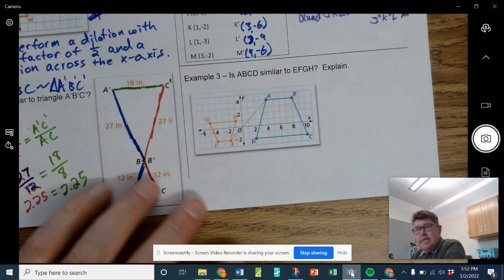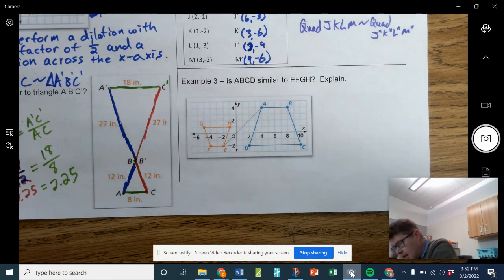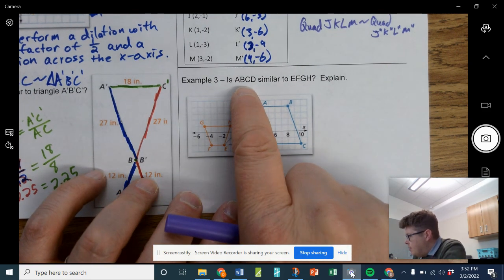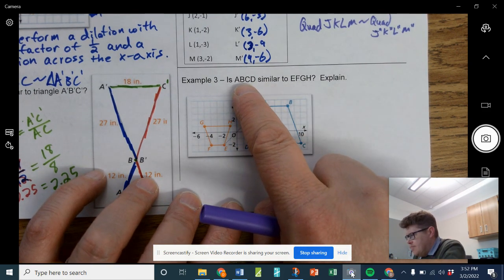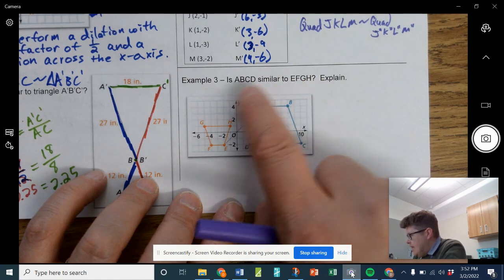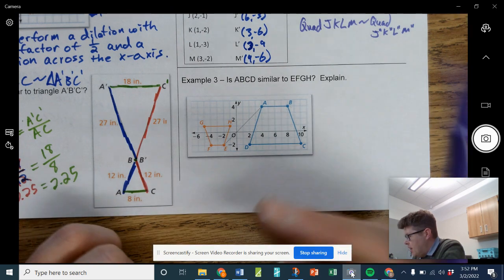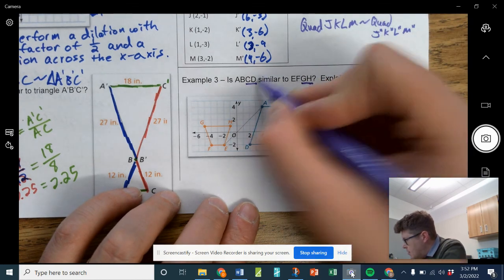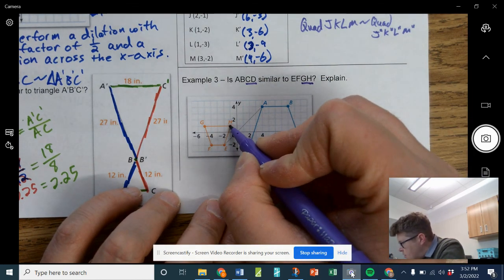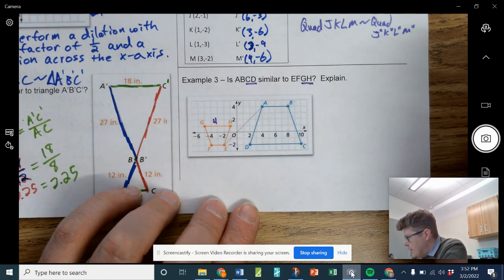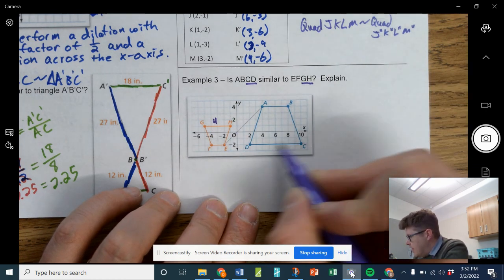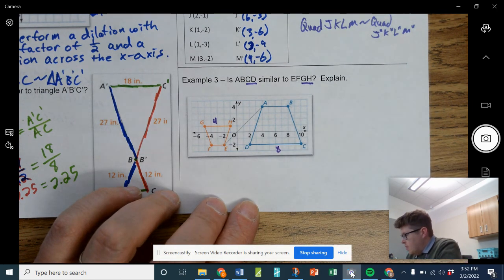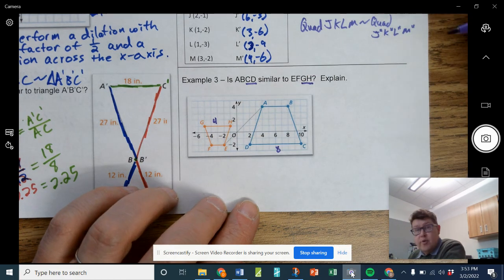Okay. Is ABCD similar to EFGH? Explain. Well, this is where we make sure that we can line up our, this should be trapezoid. Anyway, line up your A to E, B to F, C to G, and D to H, okay? So G to H, right here, is going to match up to C to D, okay? So G to H is 1, 2, 3, 4, right there. And then we've got C to D is 1, 2, 3, 4, 5, 6, 7, 8. Okay, all right. It seems like they're in proportion so far, but let's double check.